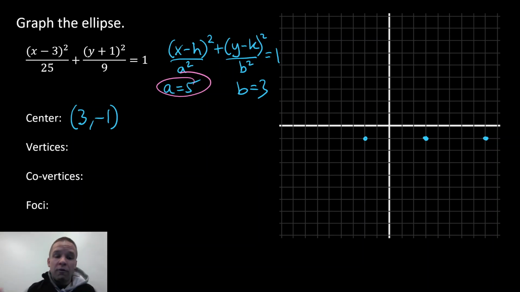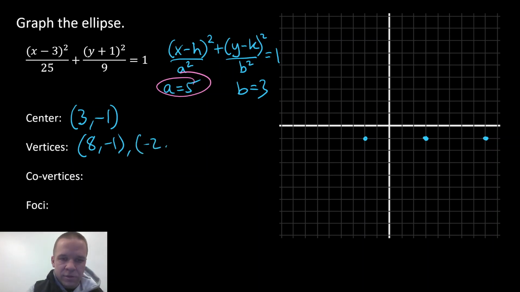Now, I need to get my co-vertices, but let's write down those ordered pairs first. We got 3, 4, 5, 6, 7, 8, negative 1. So 8 comma negative 1, and the other one here is negative 2, negative 1. All right, my X values change because that's my major axis. My Y values don't change because I'm not moving up or down.